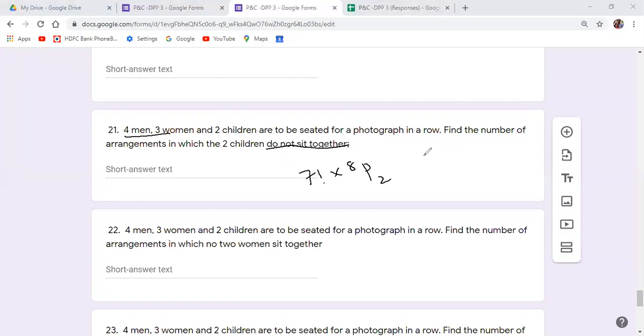Gap filling method. Find the number of arrangements if no 2 women sit together. So arrange the men and children first, 6 factorial, into 7P3.